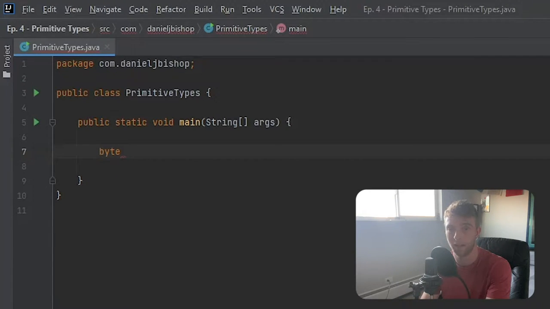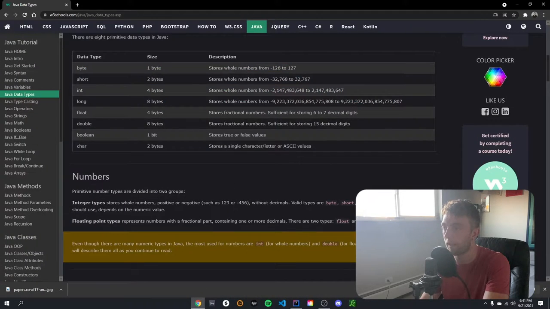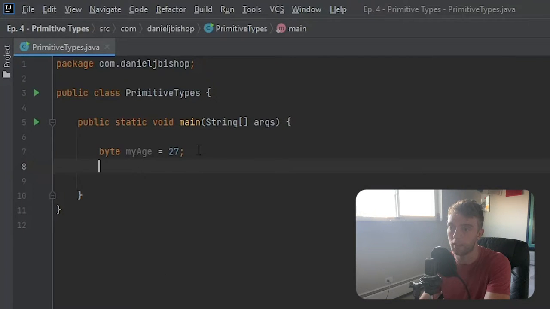The way that I think about it, byte, short, int, and long are pretty much integers in the fact that they're all whole numbers and they can be positive or negative, but the difference between them is the ranges of all of them. So let's do byte, and we're gonna call this one my age. My actual age is 27. From my understanding, byte is from negative 128 to positive 127.